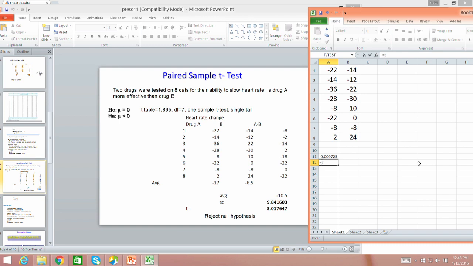Okay, so same command. I will do like this, comma, like this, comma, again it is 1 tail. Now 2 is equal variance two-sample, 3 is unequal variance two-sample. So let me put 3. So it has come to 0.09. This number is much larger than 0.05. That means we cannot reject the null hypothesis. We are in trouble, right?